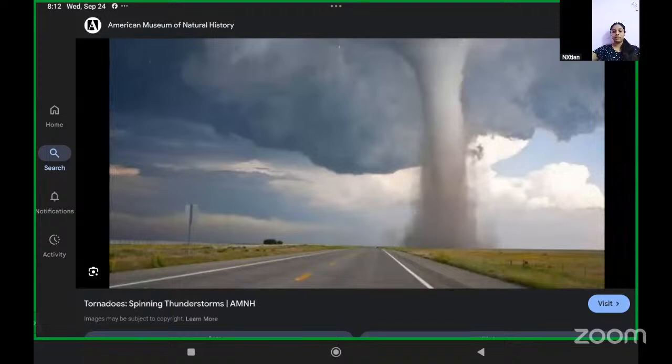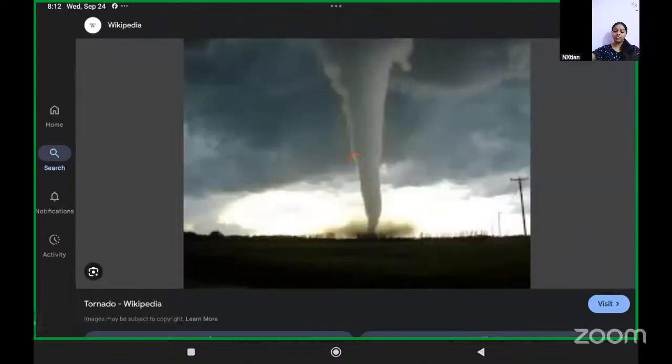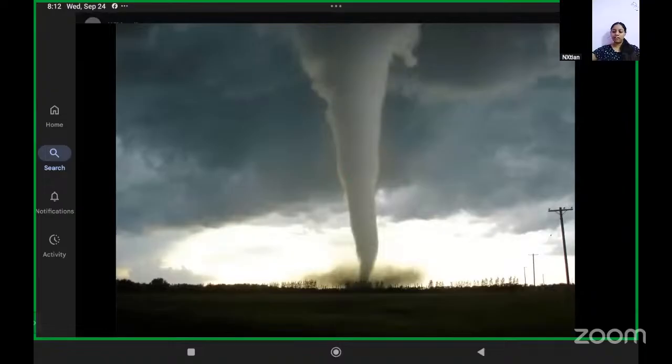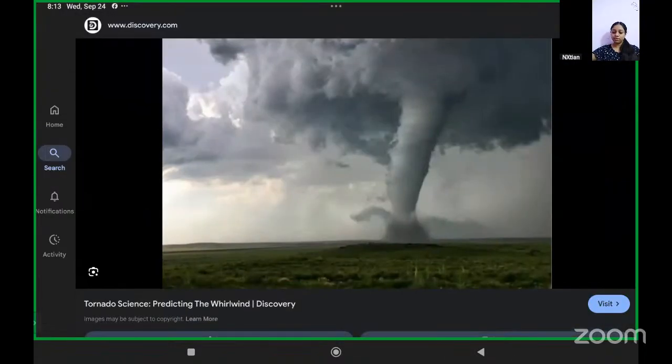This is a cyclone or tornado that happens on the land, due to the low pressure air. It moves at a very fast speed and destroys whatever comes in its contact. This is a tornado that happens on land. You can see here.